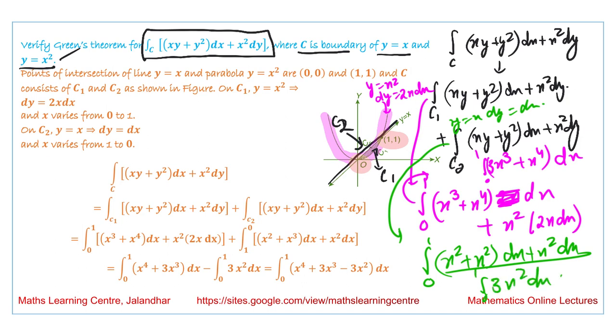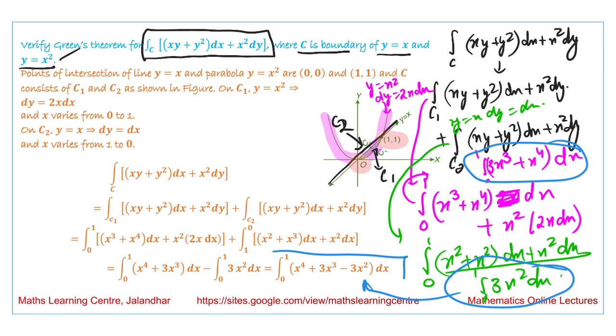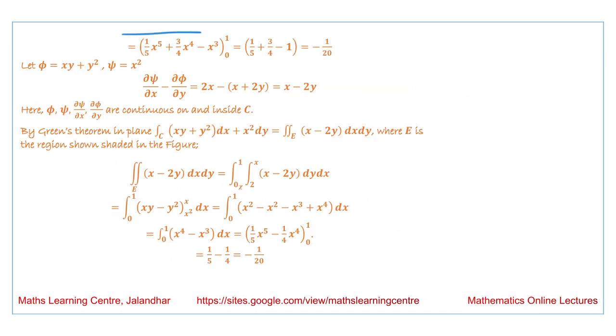Now if we add both these terms, this is one integral and this is the second integral. When we add both these values, we obtain the final integral in this form. Integrating this term, the answer we obtain is equal to minus 1 by 20.